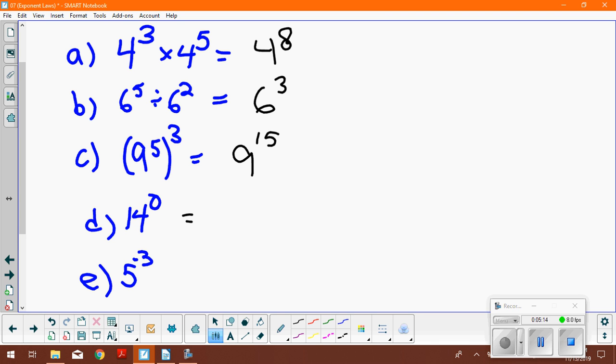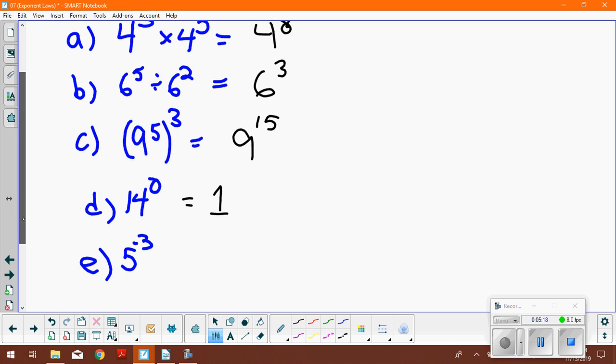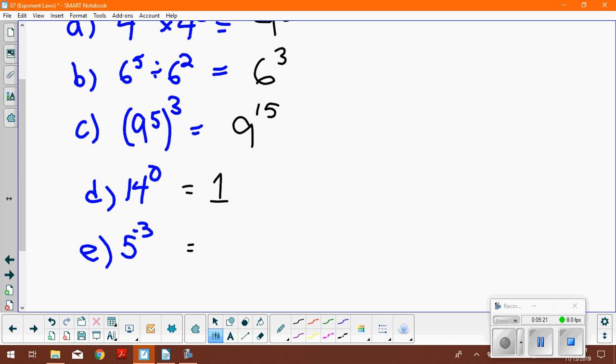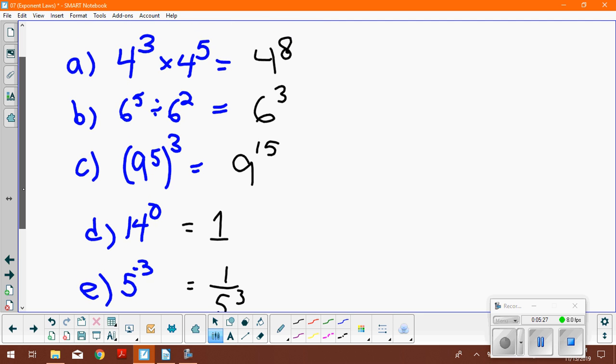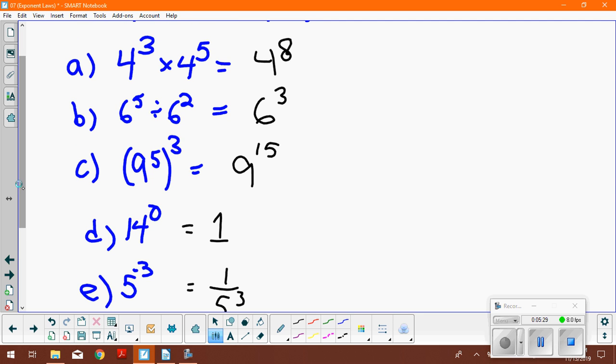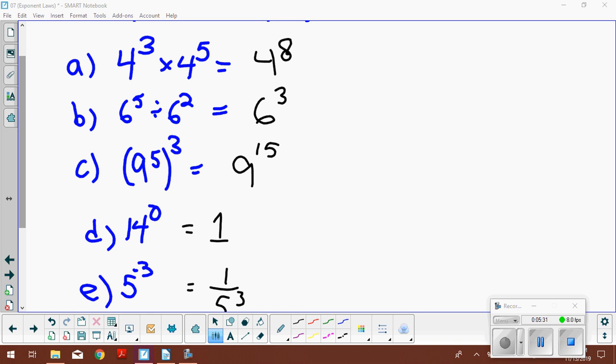Okay, 14 to the 0. Anything to 0 is 1. Okay, and 5 to the negative 3. That is 1 over 5 to the positive 3. Now these all said simplify, right? It didn't say evaluate.